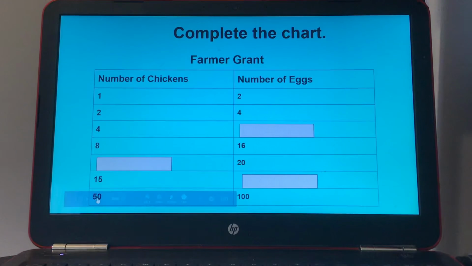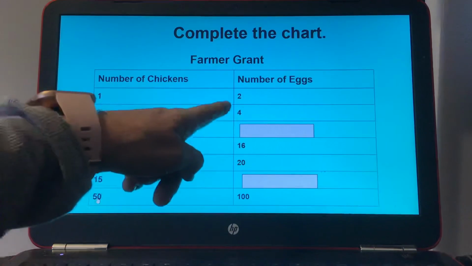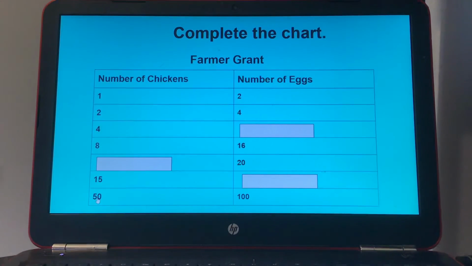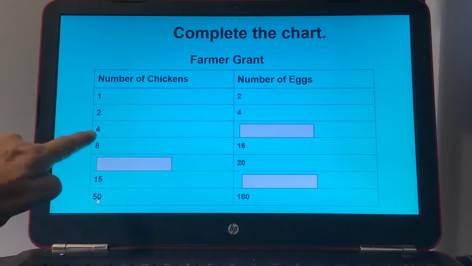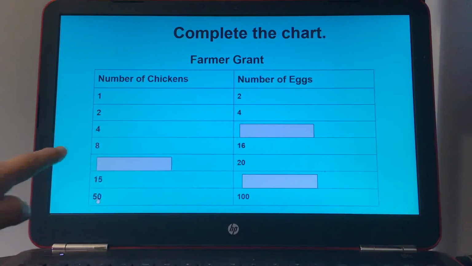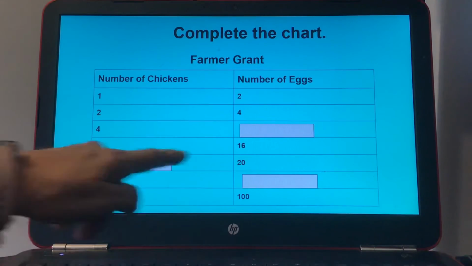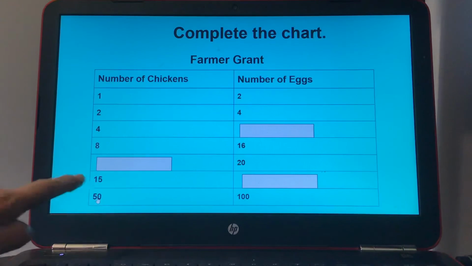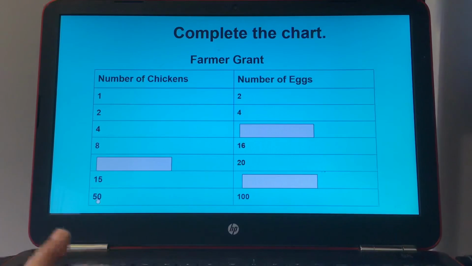It's Farmer Grant. So number of chickens and number of eggs. For 1 chicken, for this farmer, he gets 2 eggs. 2 chickens, he has 4 eggs. 4 chickens, blank, and then you're going to fill that in. 8 chickens, 16, blank. He has 20 number of eggs, 15 blank, and then if he has 50 chickens, he gets 100 eggs.